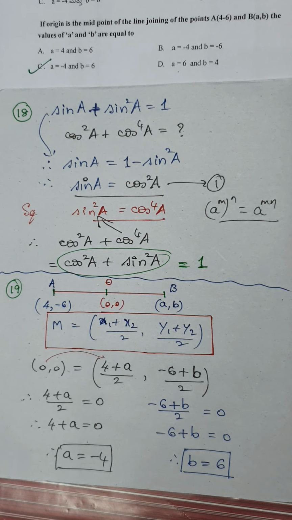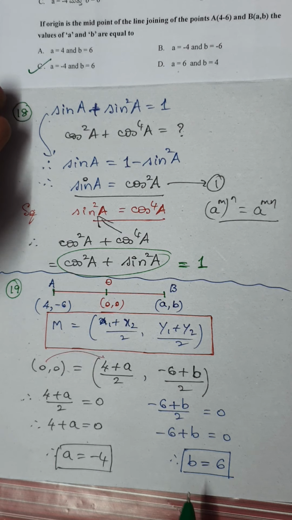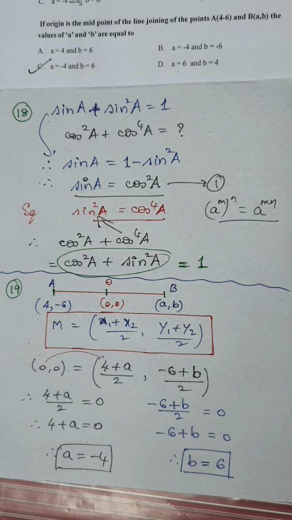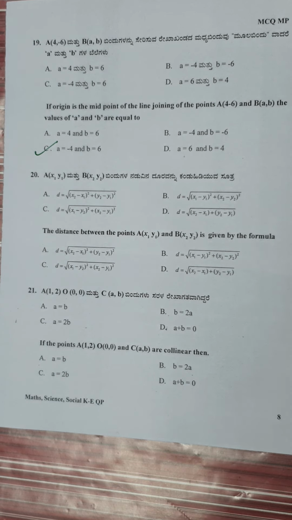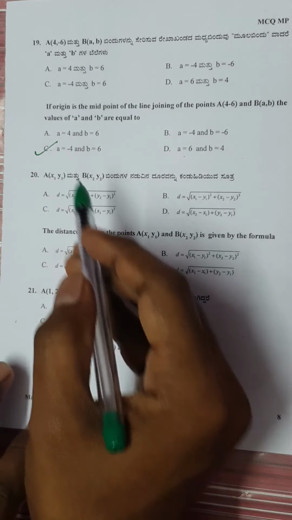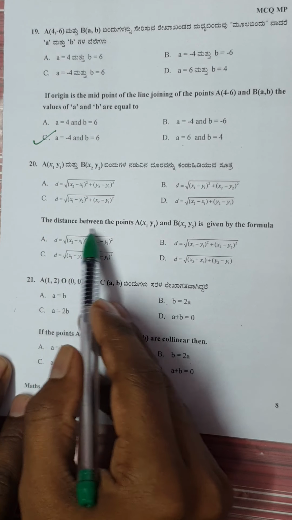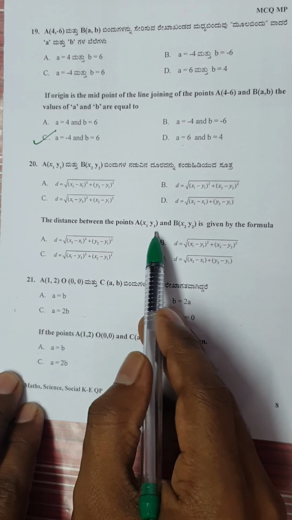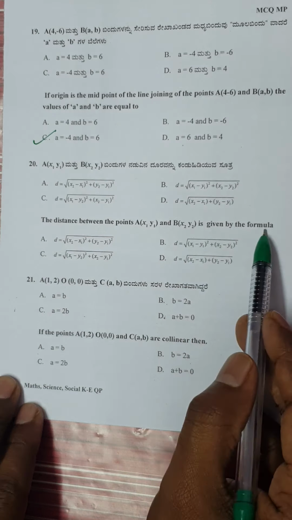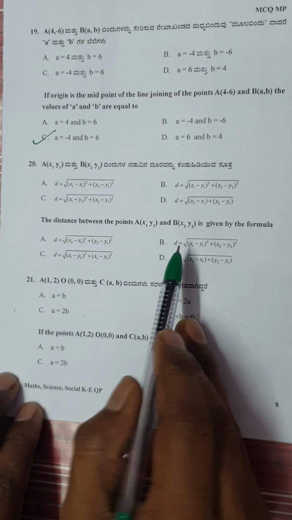Some questions are direct, you can get the answer very easily. Sometimes you have to make some small working. Okay. Yeah, let's go on to the one last question for the session, dear students. For question number 19, there was much working, but question number 20 is a very simple question, a straightforward formula. The distance between the points A (x1, y1) and B (x2, y2) is given by the formula. What is this? Nothing but the distance formula.